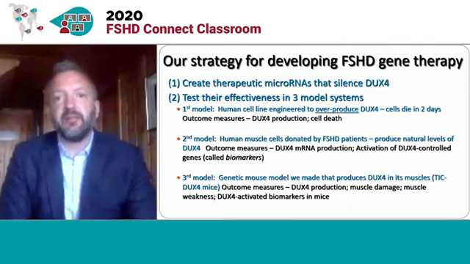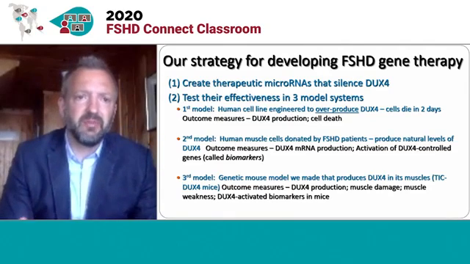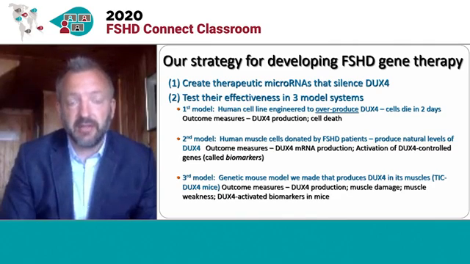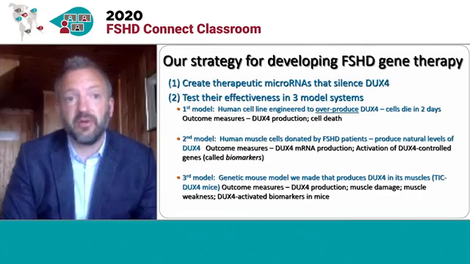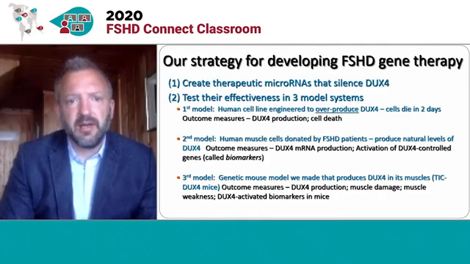So our strategy for developing the FSHD gene therapy, there's basically two major components that we've been working on. The first is to actually create microRNAs that silence DUX4. And then the second is to test their effectiveness. And we've been using 3 model systems. And I'll tell you about all 3 of those in the next few slides.